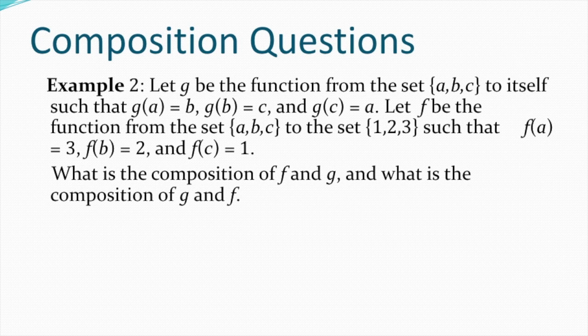Now, G of A is how much? B. And G of B is C. And G of C is A. Now, F of B is? F of B is 2. And F of C is 1. And F of A is 3. So the mapping now is between 2, 1, 3: 2 is mapped to A, 1 is mapped to B, 3 is mapped to C. Okay, so this is F composition G.